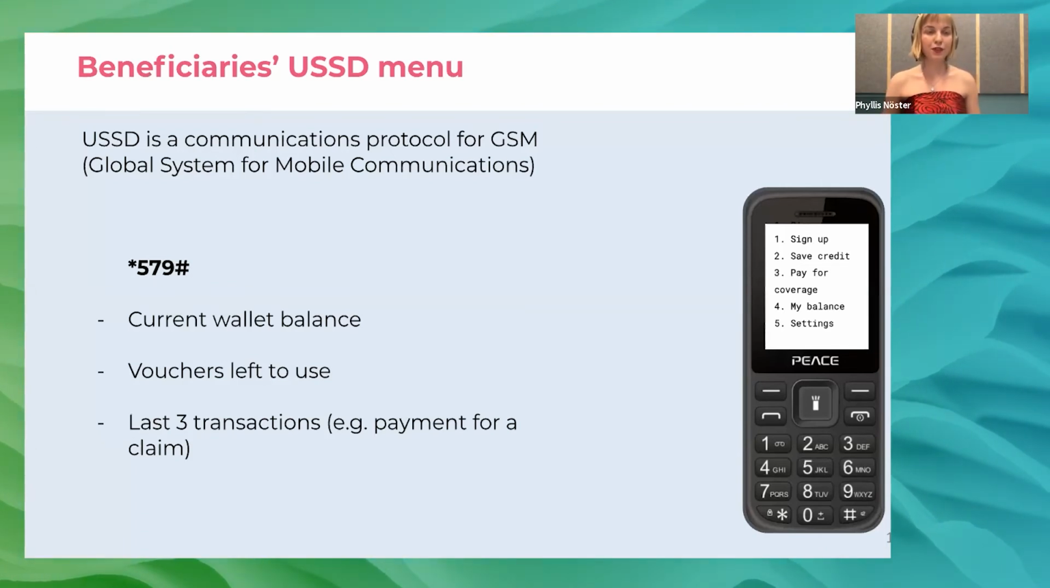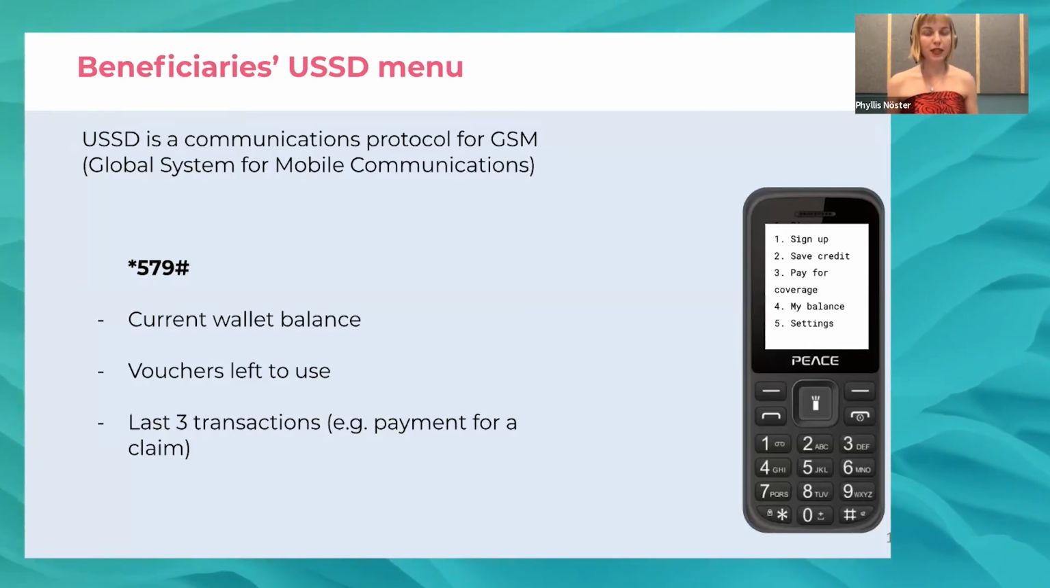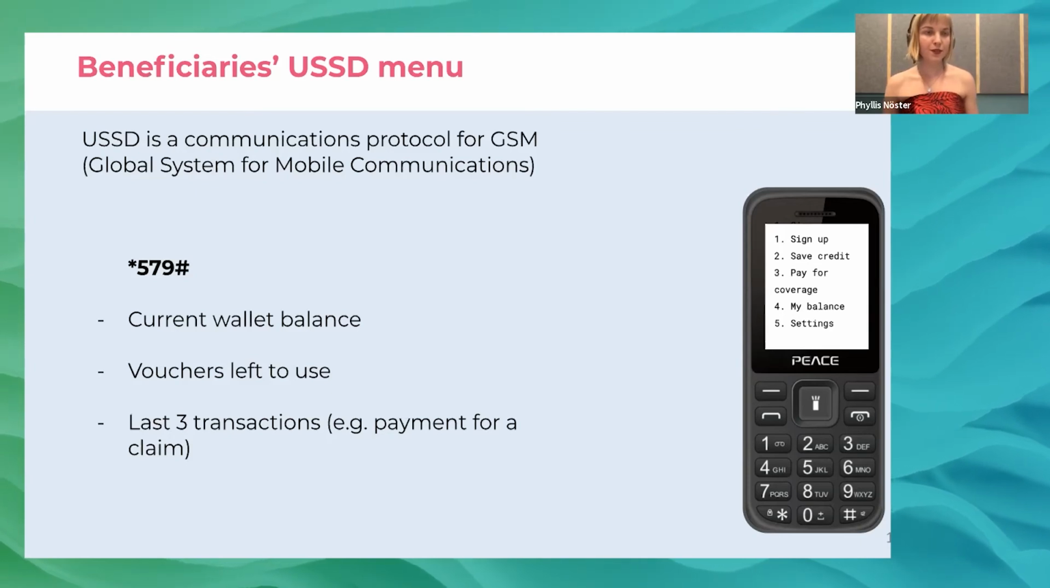And if a beneficiary types this on their phone, then they will see this menu that says sign up if you haven't signed up yet. If you have signed up already, this would be the place where you can see your balance, you can see which vouchers you can use, and these sorts of things. So you can see that for our beneficiaries, we've already implemented a flow that works without internet.